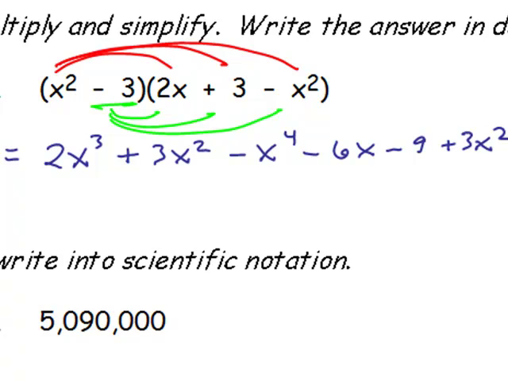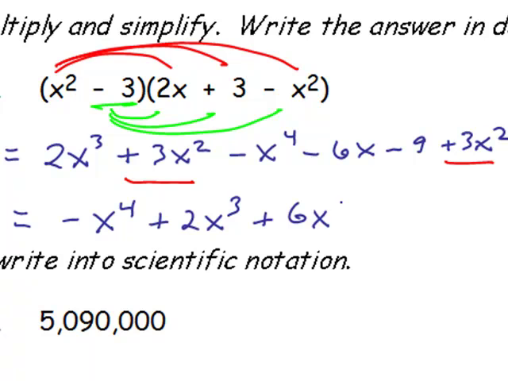Let's see. Like terms. Positive 3x squared, positive 3x squared. And you know what? Those are the only 2 like terms that I see. So, descending order. We have a negative x to the 4th plus 2x cubed, and combining the x squared terms plus 6x squared minus 6x minus 9.